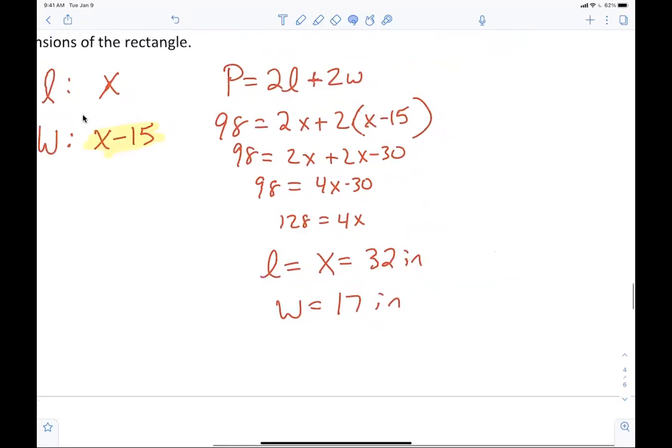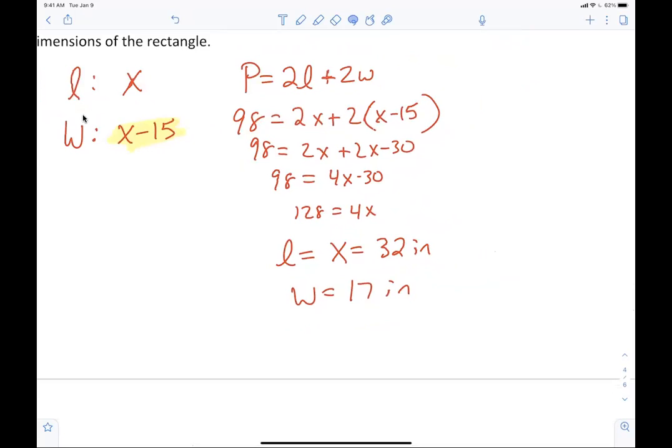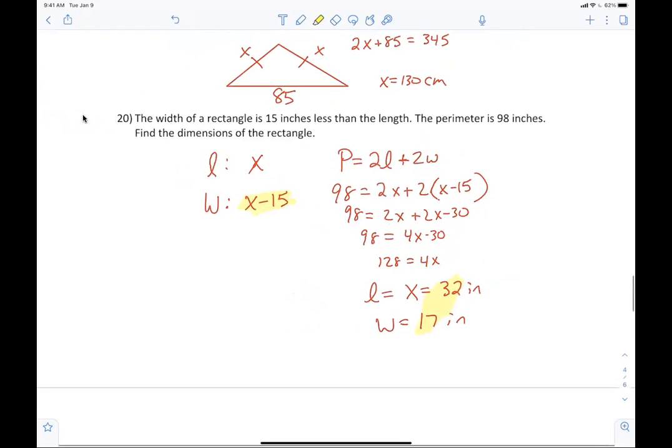Now, I'm going to tell you how I know I'm right. How I know I'm right is because what's 32 plus 17? 49. What's 49 times 2? 98. That would be the perimeter. That's how I know I'm right, because I added the length and width and multiplied by 2, or I doubled each and added them, and it should be 98. That's the nice thing about word problems. You should be able to check your work and see if you're correct.